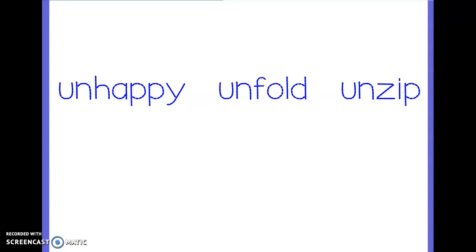What word can I make from the word clear that means not clear? Good job. It would be unclear. What word can I make from the word wrap that means to do the opposite of wrap? Good job. Unwrap.